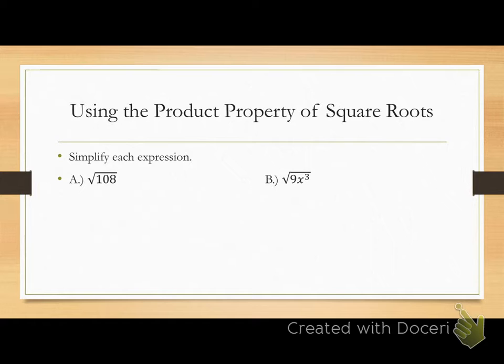Okay. Letter A. I have the square root of 108. We're going to do both methods here. We're going to do the product property and the prime factorization method. Which one do you want to do first? Product property? Let's do the product property. So I'm going to list out my perfect squares up here.